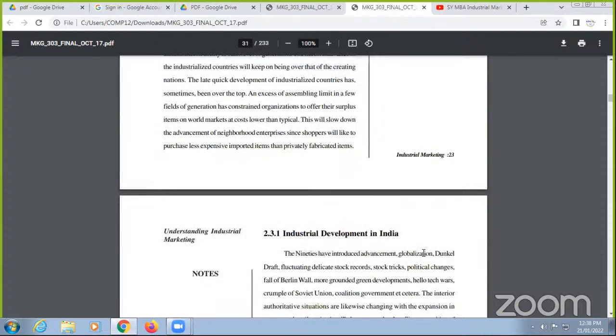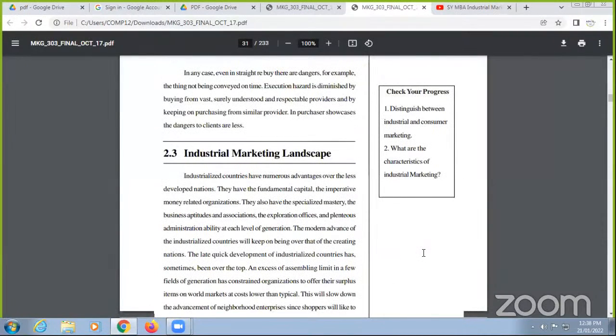The industrial marketing landscape means industrializing countries have numerous advantages over the less developed nations. They have the fundamental capital and the imperative financial organizations. They also have the specialized expertise, business attributes and associations, and management ability at each level of production. The industrial advance of the industrialized countries will keep on staying ahead of that of the developing nations.